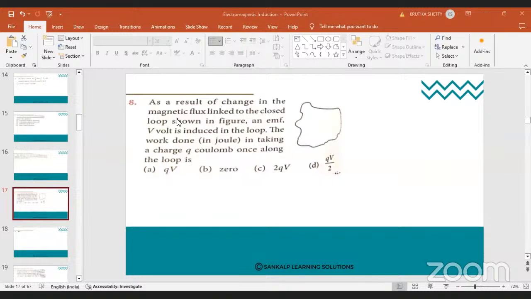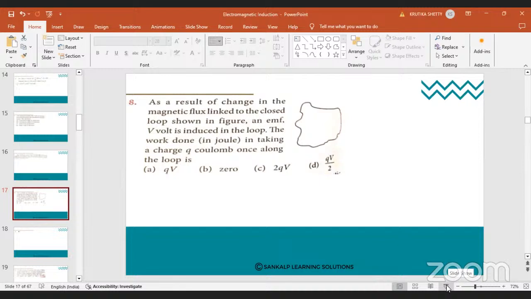As a result of change in the magnetic flux linked to the closed loop shown in the figure, an EMF V volts is induced in the loop. So here you can see one loop. So due to the change in the magnetic flux linked in the closed loop, an EMF is induced in the loop.